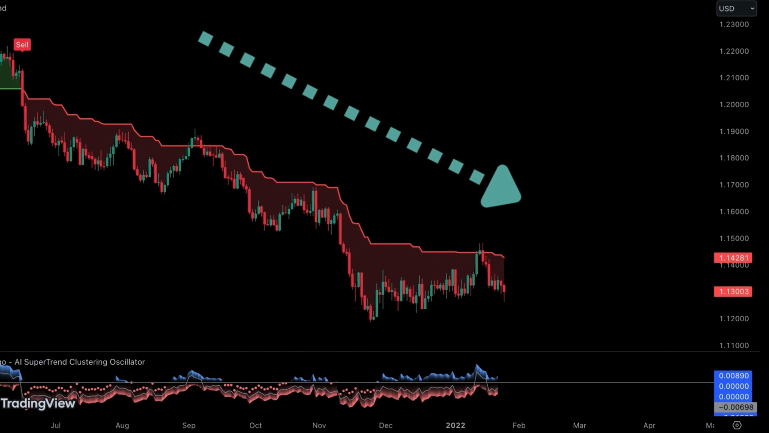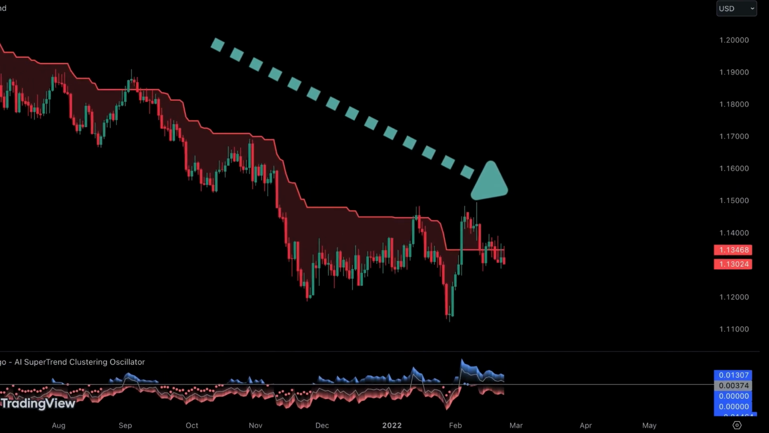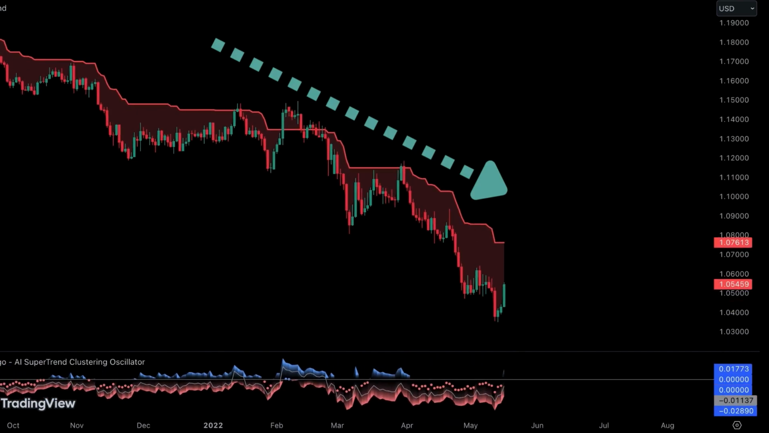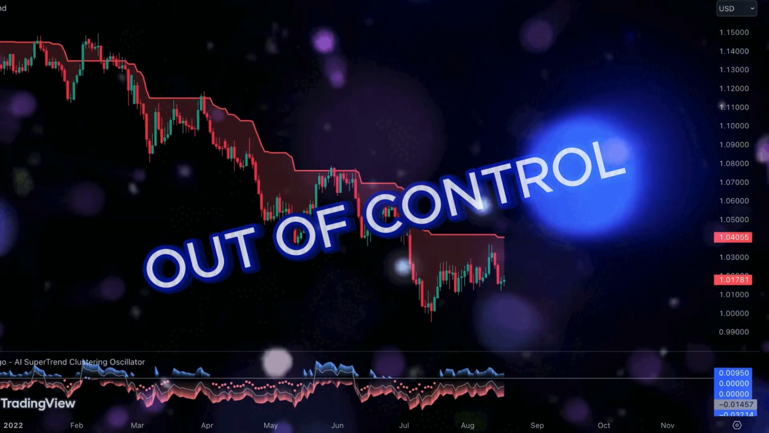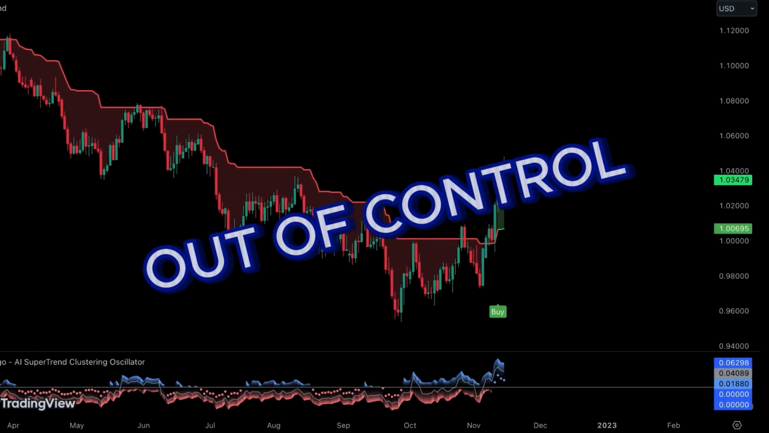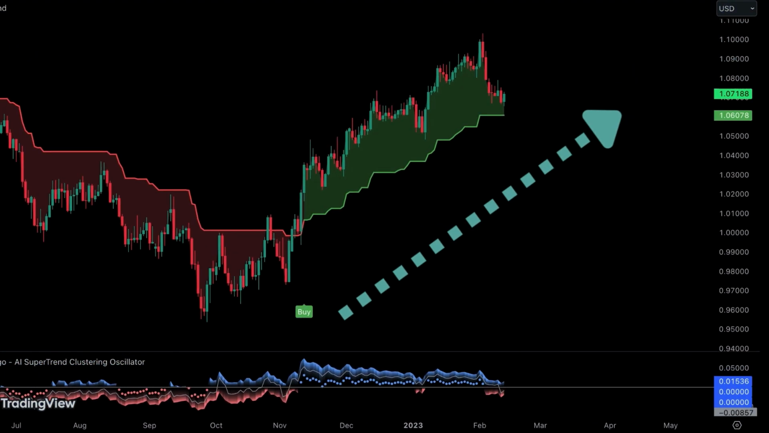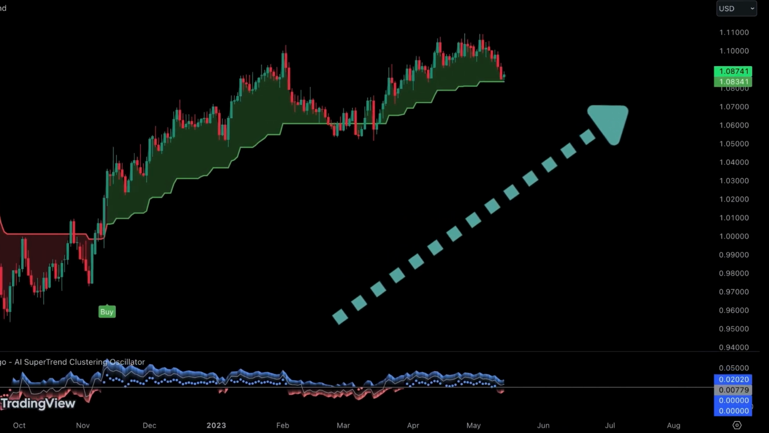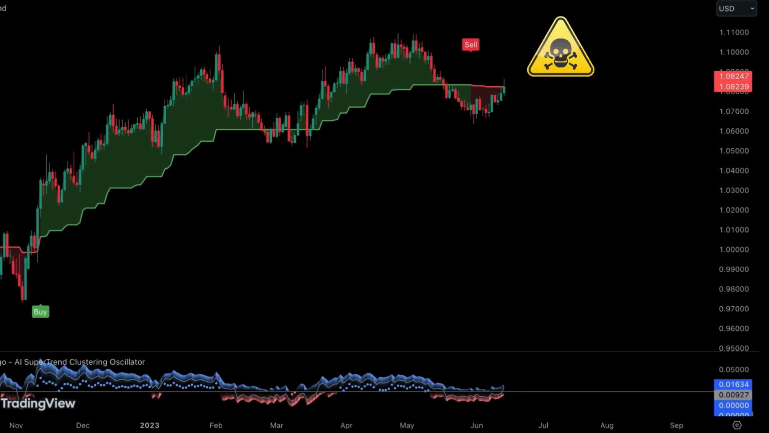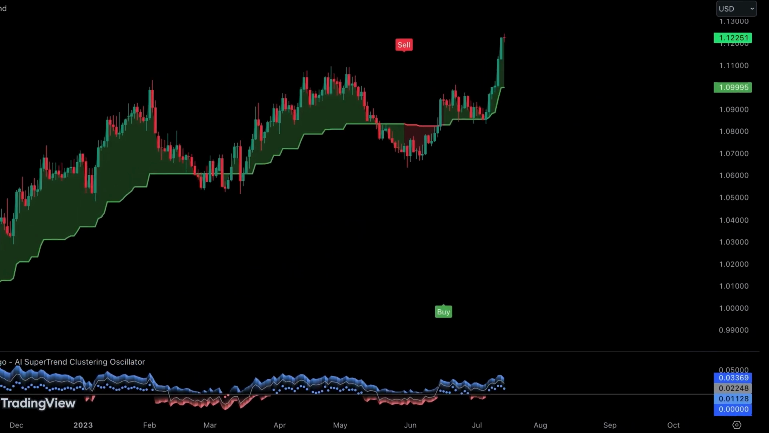What about this sell signal? Look at that move. This is absolutely crazy. This move is out of control. And there's a buy signal. Perfectly timed, right? Filtering out this sell signal is a breeze with our indicators.